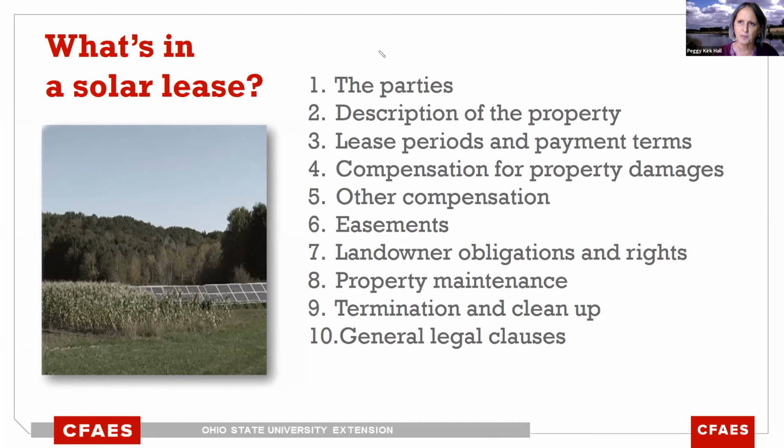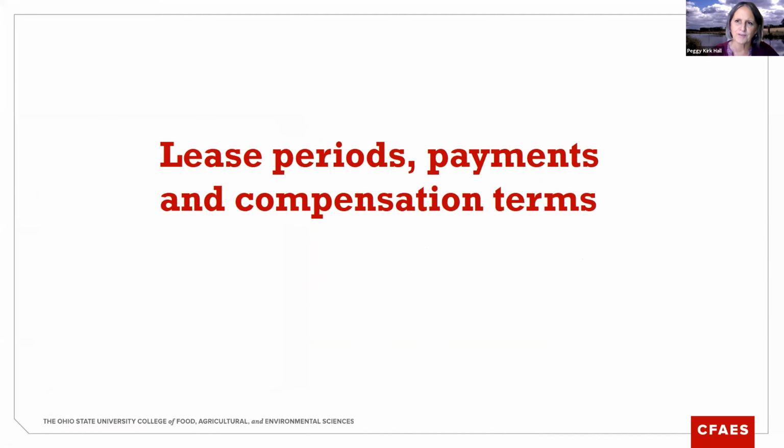We will discuss those. Always there are provisions about the easements that you're granting as you grant this lease. Those easements, like the option, can be fully contained within that lease. So they may not look like easements. They may not be a separate legal instrument, but they're built within the lease. There are provisions typically on landowner obligations and rights and on property maintenance during that production period. And then we get to that decommissioning phase, termination and cleanup. And then there are always a number of general legal clauses. So I want to highlight some of these for you. I don't have time to go through everything that you might see in a lease, but what I'm going to present to you are those that we have seen most commonly in the leases that we've reviewed here.